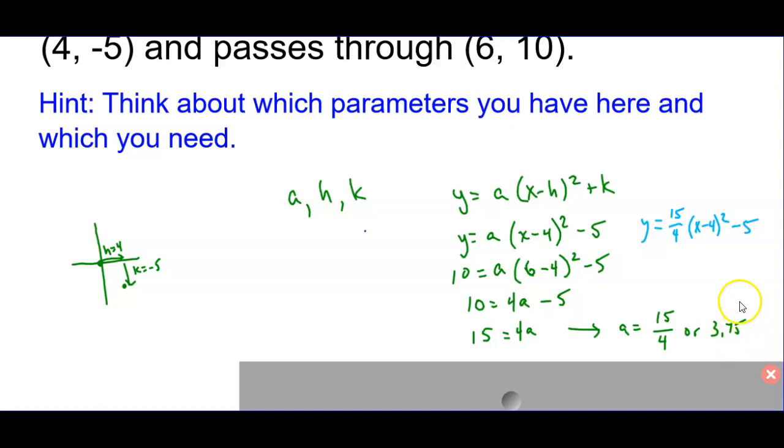So if we're ever trying to write an equation from a vertex and a point, all we need to do is substitute h and k from the vertex, substitute x and y from the point, and solve for a. All right, so there's a problem to get us started.